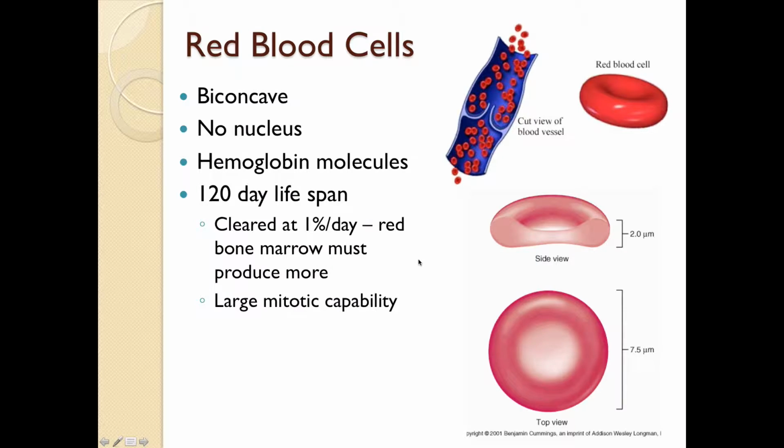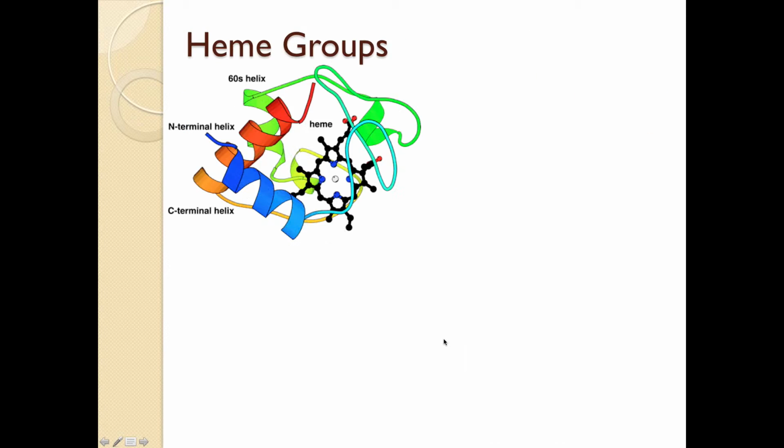So there's a huge amount of mitotic capability of cells destined to become erythrocytes. And in order to make red blood cells, this is important for the pathology, there is an absolute need for B12 and folic acid. A lack of either one of those will lead to abnormal blood cell development.